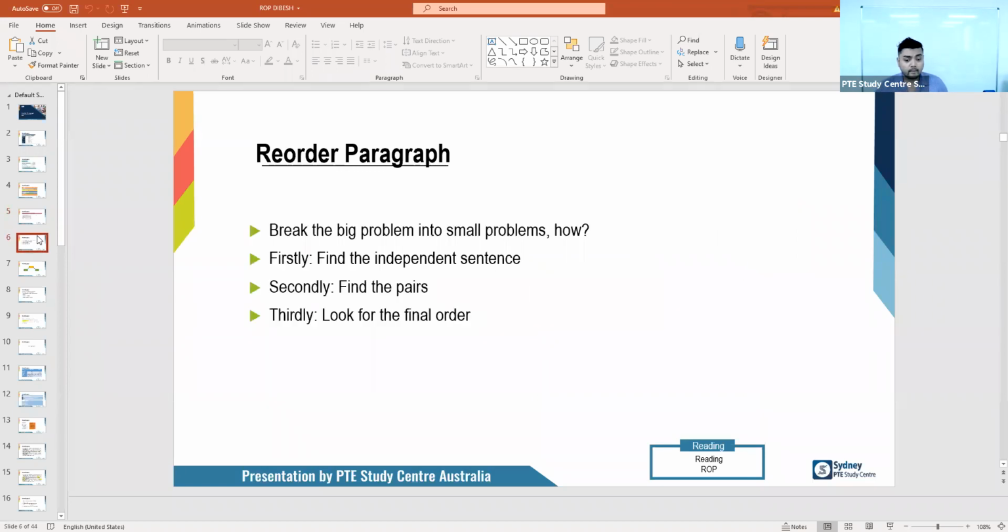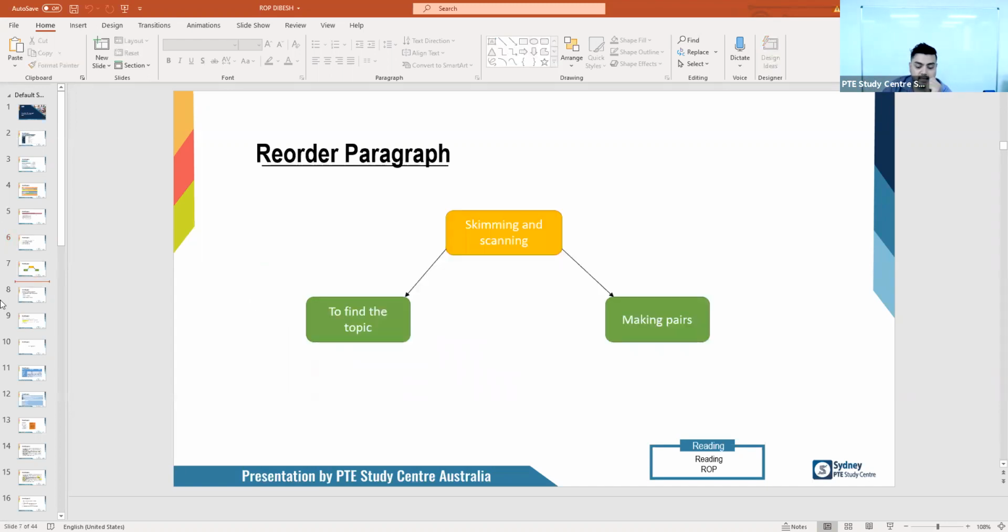So how do we do reorder paragraph? When we see the questions in the exam, how are we going to do the reorder paragraph? How are we going to break the big problem into small problems? First step, what do we need to do? Second step, what do we need to do? And third, what do we need to do? We will talk about this. And to do all these things, what do we need? We need our reading skills.